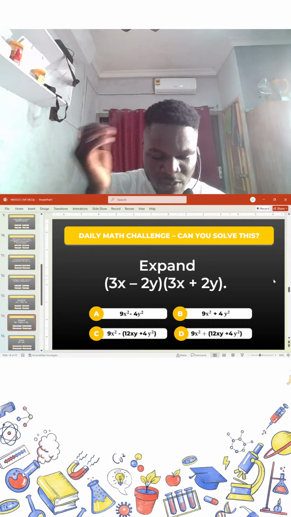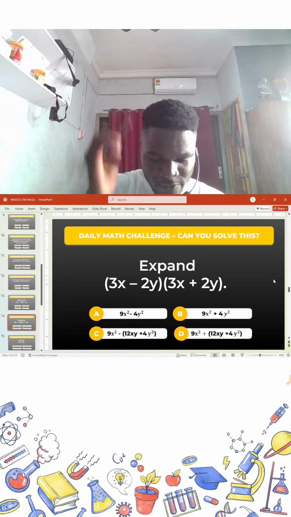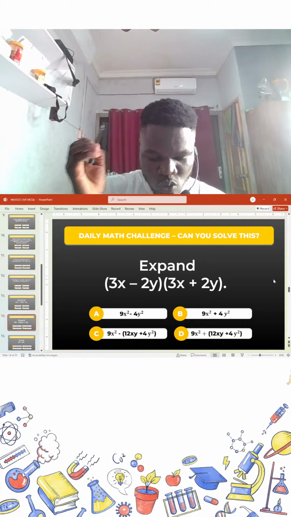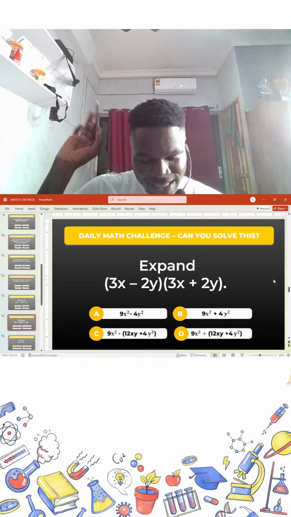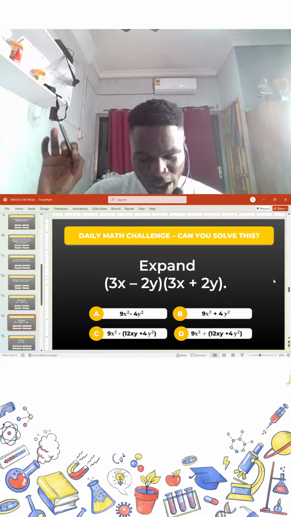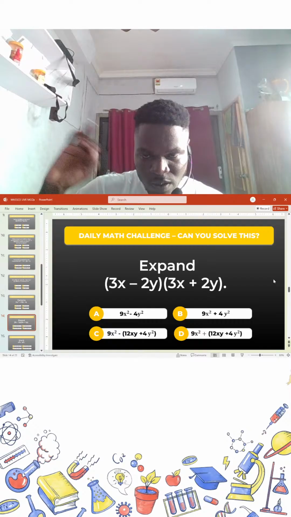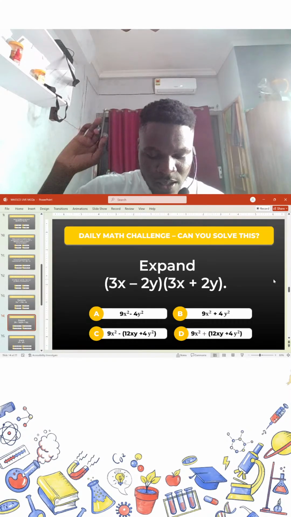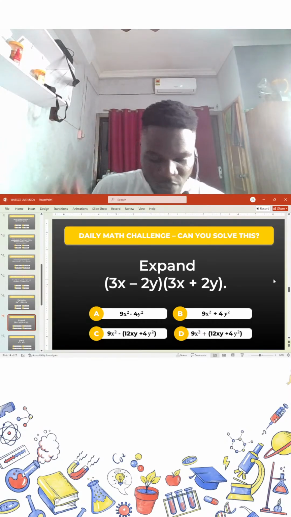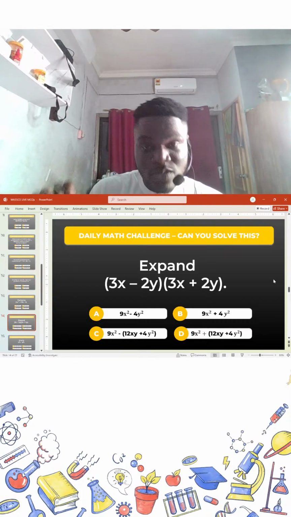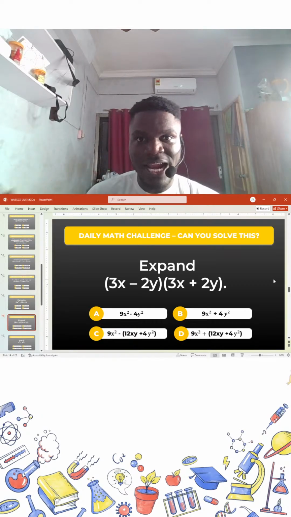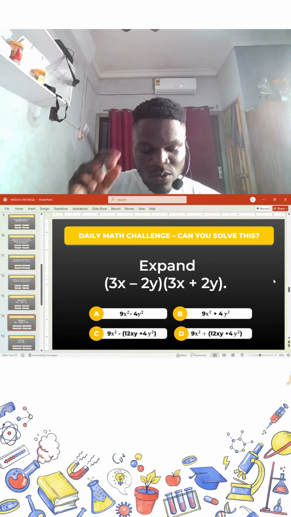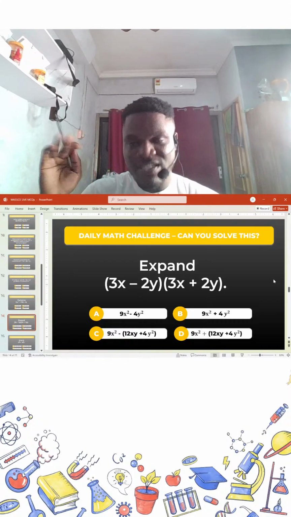So 3x multiplied by 3x will give me 9x squared. Then 3x multiplied by 2y will give me 6xy. Then I have minus 2y multiplied by 3x will give me minus 6xy. Then minus 2y multiplied by positive 2y will give me negative 4y squared. So if I look at that expression, I now have 9x squared plus 6xy minus 6xy minus 4y squared. That is the expression that I now have. So if you look at that, you have positive 6xy and then negative 6xy.